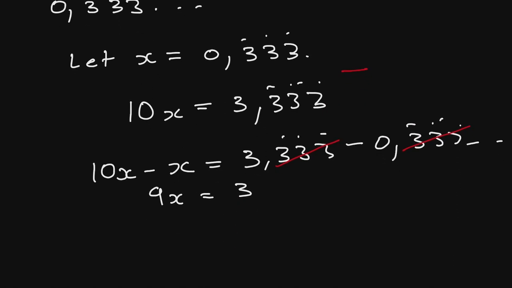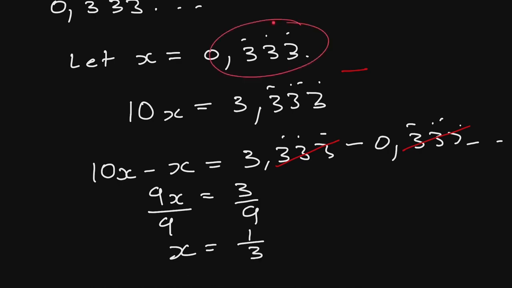So now we can simplify this: we can divide both sides by 9, and therefore the value of x will be 1 over 3. So we have converted this recurring decimal number into a simple fraction.